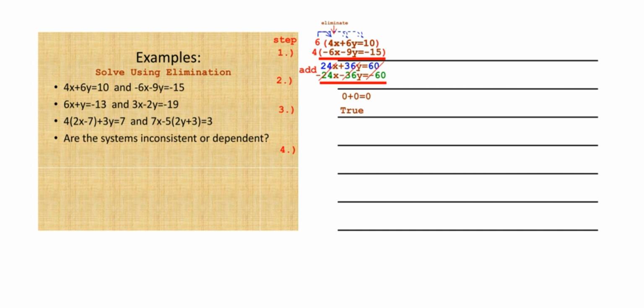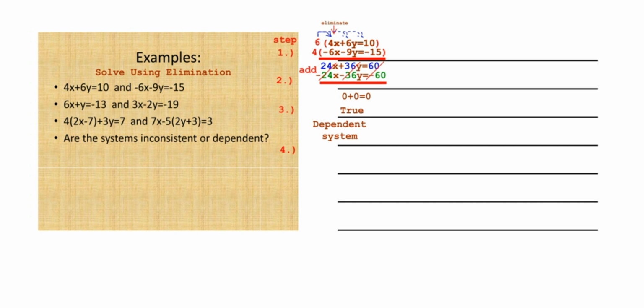So it looks like the second equation is a negative multiple of the other, so it's a negative 1.5 multiple. If you multiply 4 times negative 1.5, you should get negative 6. 6 times negative 1.5, you should get negative 9. And 10 times negative 1.5, you probably get negative 15. Try them out. So therefore, this implies that this is a dependent system.